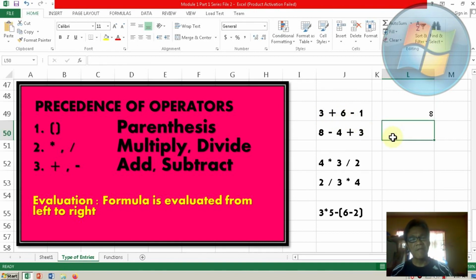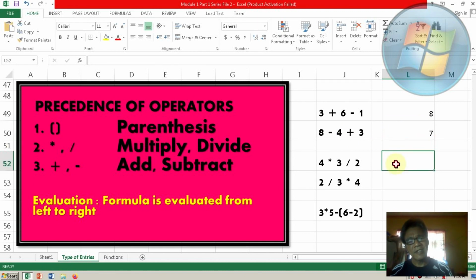Now on the second example, we have 8 minus 4 plus 3. They have the same level of precedence because subtract and add are on the same line of precedence. So 8 minus 4, that is 4, plus 3, the result is 7. Okay, so let's try. 8 minus 4 plus 3. Okay, so the result is 7.